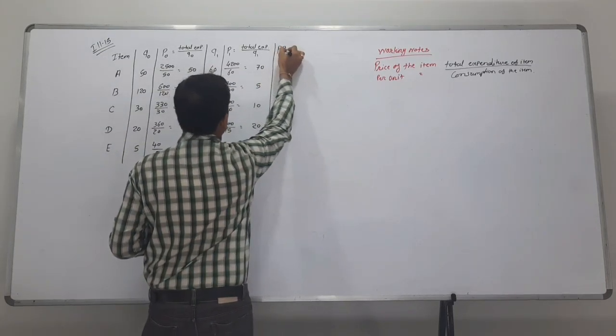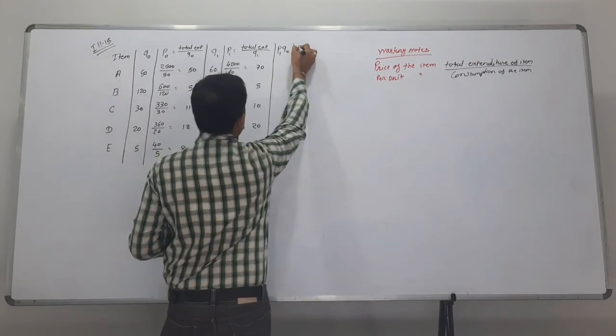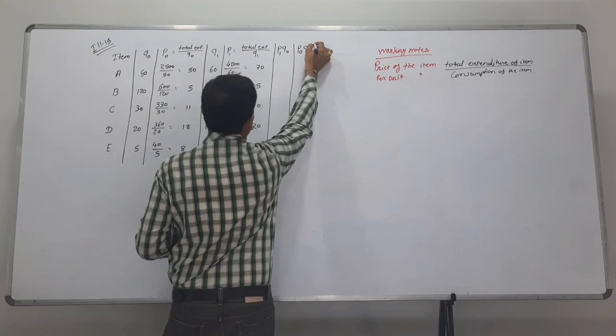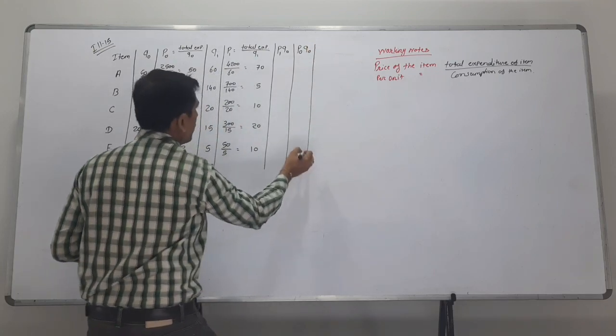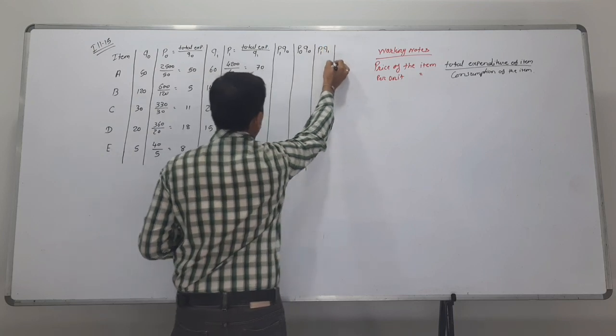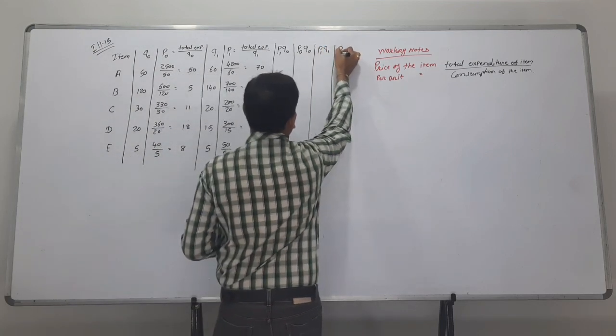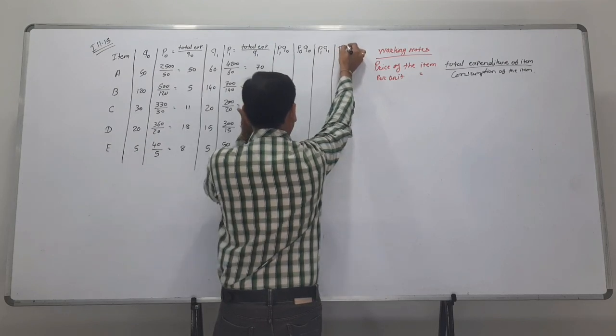P1Q0, P0Q0, then P1Q1, and the last one is P0Q1.